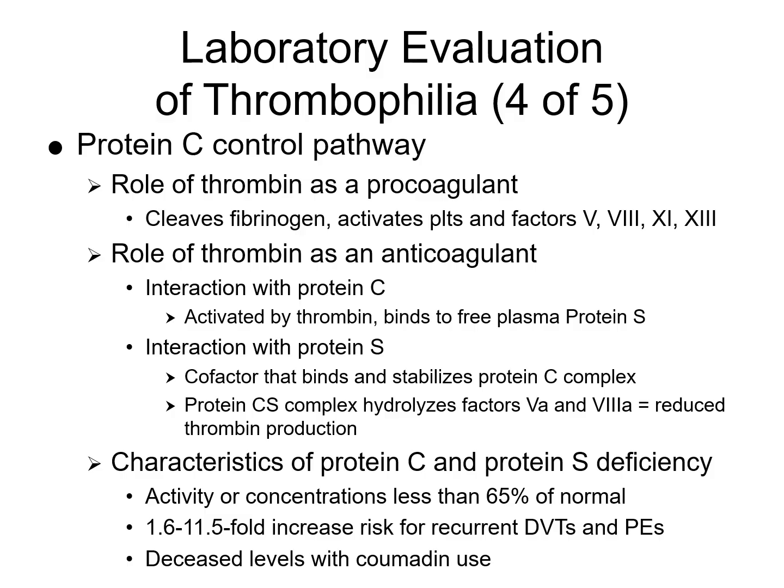Protein C and protein S deficiency is defined by activity or plasma concentrations less than 65% of normal levels. Carriers have a 1.6 to 11.5-fold increased risk for recurrent deep vein thrombosis and pulmonary embolisms. Levels may be decreased in patients on Coumadin or warfarin therapy, complicating diagnosis during anticoagulation.